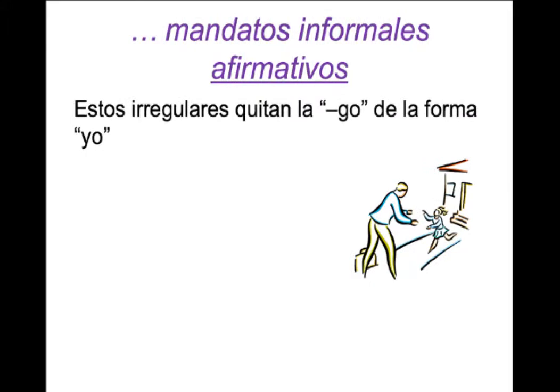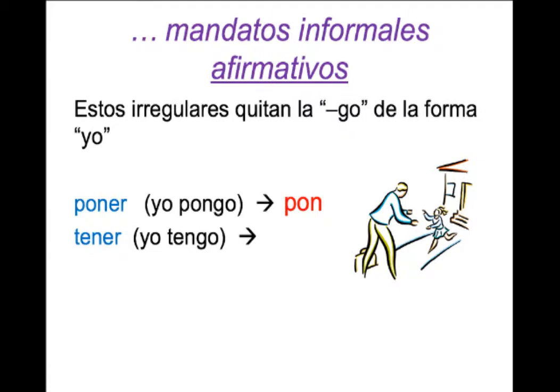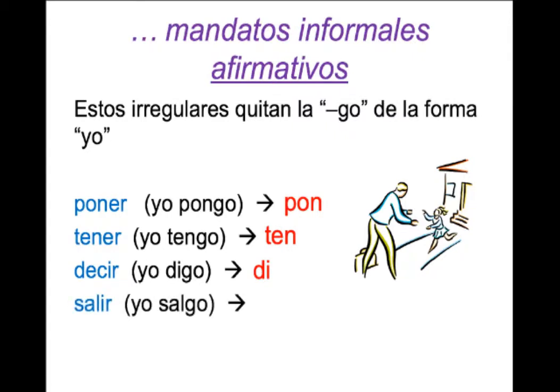Well, there are also some irregulares that follow a pattern. Estos irregulares quitan la go de la forma yo. So we just take off the go from the yo form. So like pongo, or poner, becomes pon. Pon la mesa, set the table. Tener, yo tengo, ten. Ten cuidado, be careful. Take care. Decir, di la verdad, tell the truth. Salir, sal. Leave, sal de la clase.